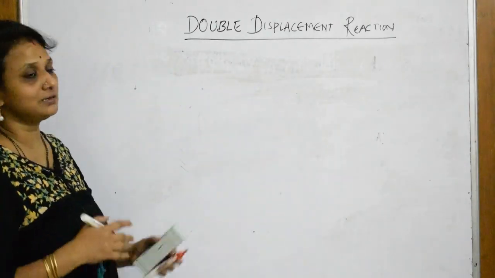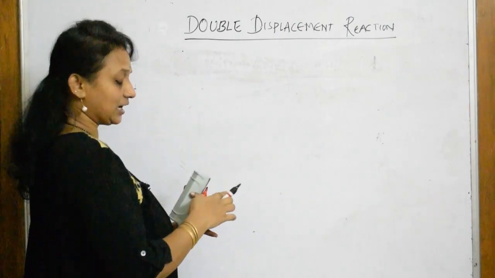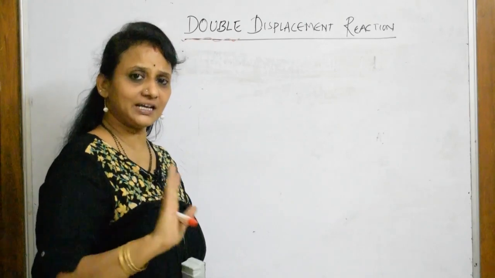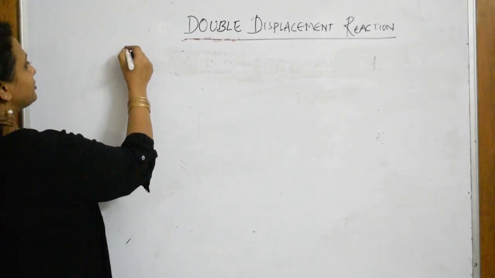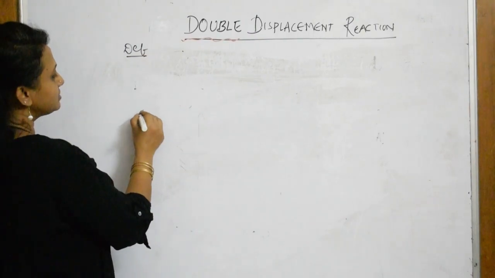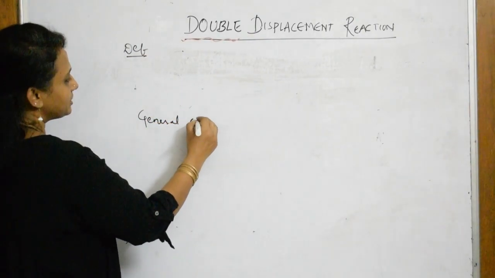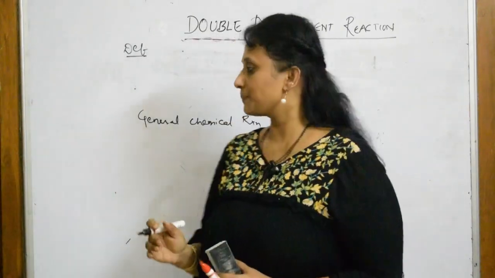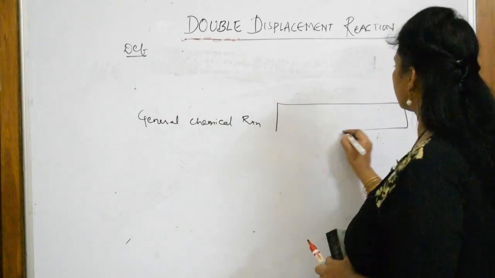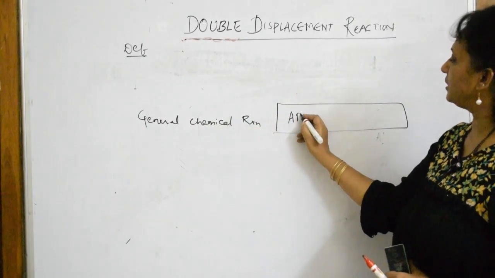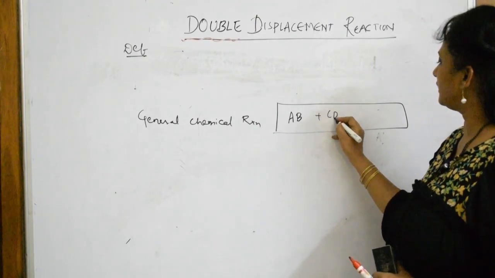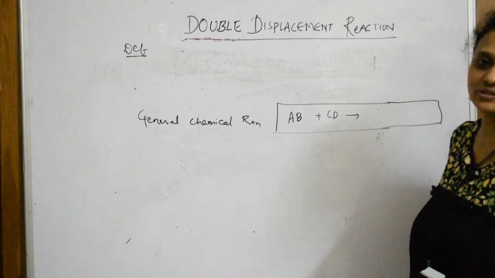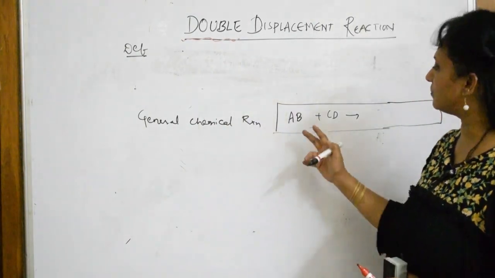If I have to speak about double displacement, as the name suggests, you have "double" in the heading only. First let us take a general statement and then write. Here I'll be leaving space for the definition. I'll be writing the general chemical equation here. Just see, here I have AB plus CD. Now I know this is not an element, this is a compound because it is a combination of two atoms.